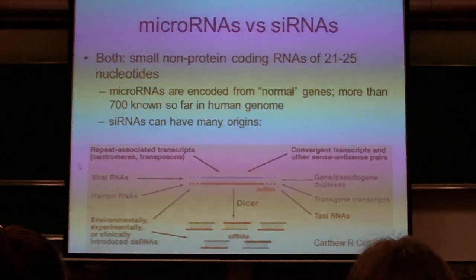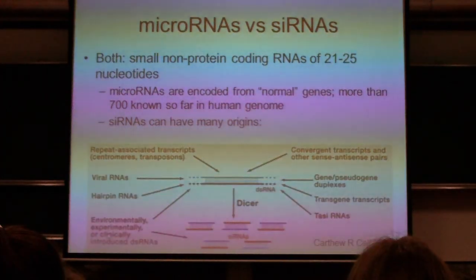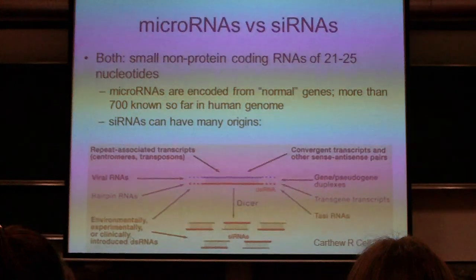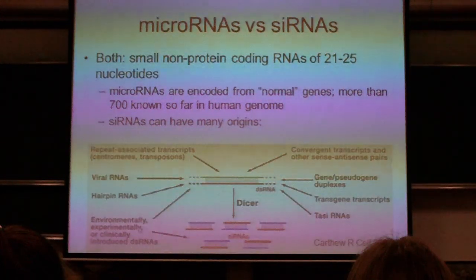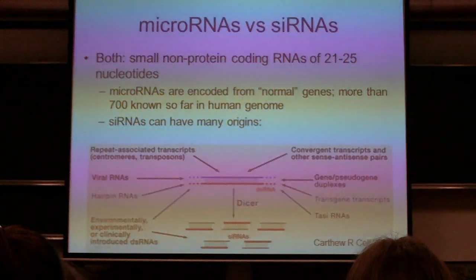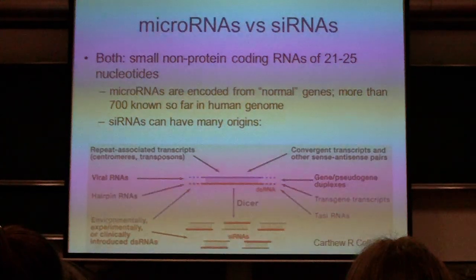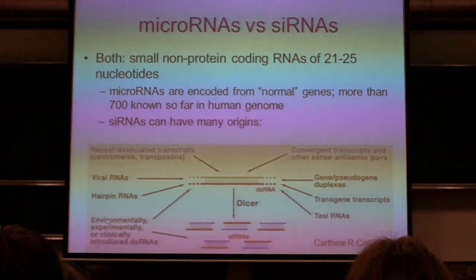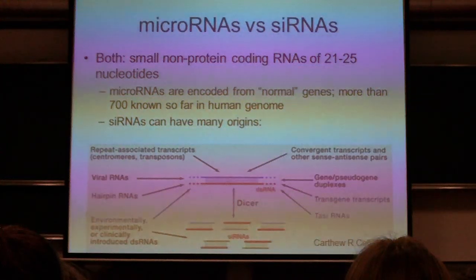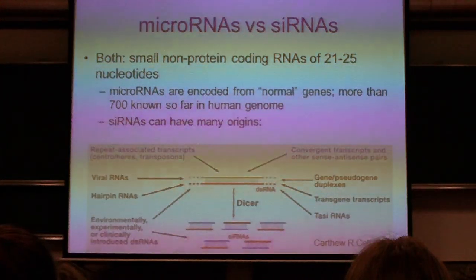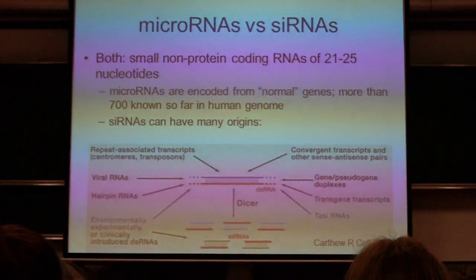So this links to the environmentally, experimentally, or clinically introduced double-stranded RNAs, which are a shortcut to avoid having to use viruses that introduce hairpin RNAs. You cannot directly inject double-stranded RNA into a cell. The disadvantage is that you immediately have RNA that is very prone to degradation.